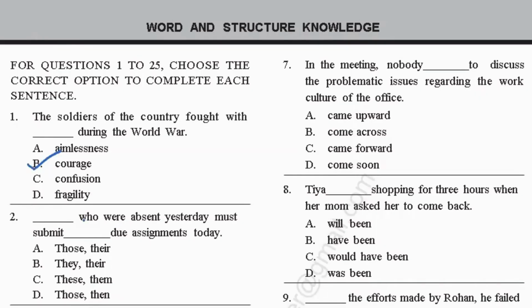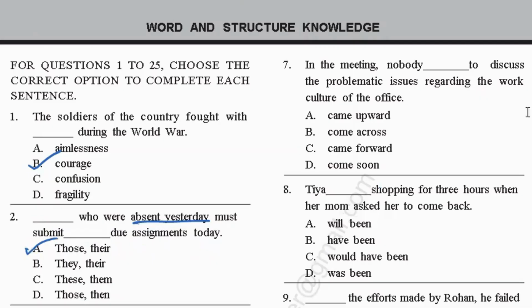Option B is your correct answer. Next: dash who were absent yesterday must submit dash due assignments today. We are talking about the students who were absent yesterday, so we need the word those here. Those who were absent yesterday must submit dash due assignments today. Here we need a possessive adjective, that is their. Those who were absent yesterday must submit their due assignments today. So it is option A for this question.